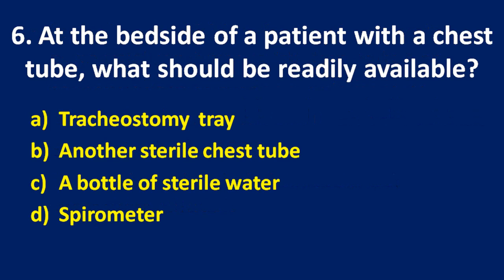Sixth question. At the bedside of a patient with a chest tube, what should be readily available? Option A. Tracheostomy tray. Option B. Another sterile chest tube. Option C. A bottle of sterile water. Option D. Spirometer. The correct answer is option C. A bottle of sterile water.